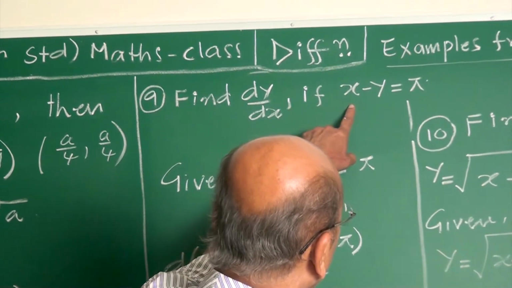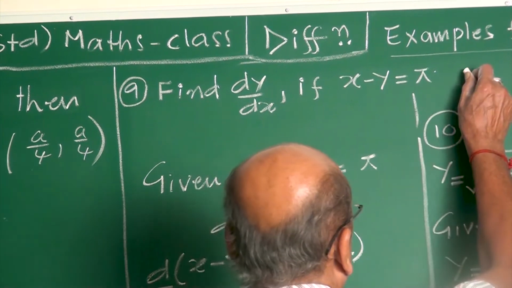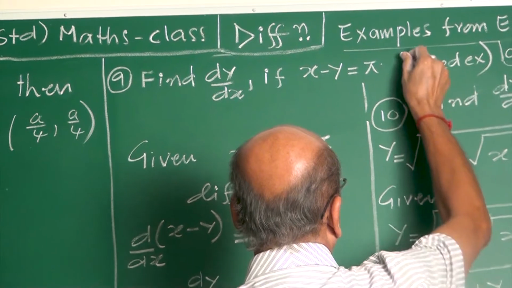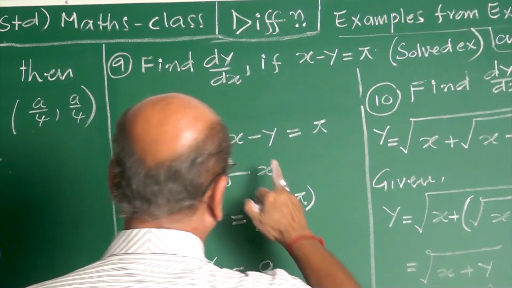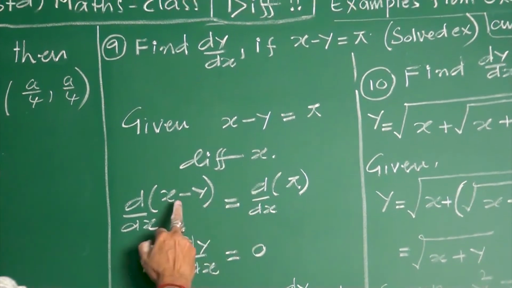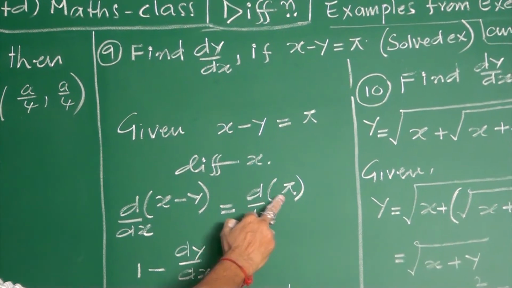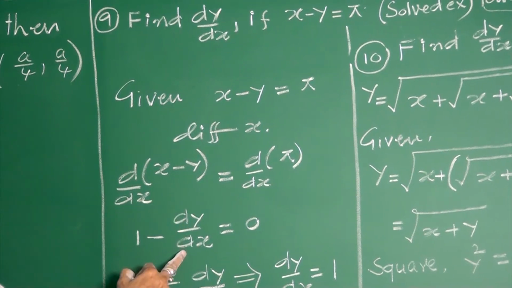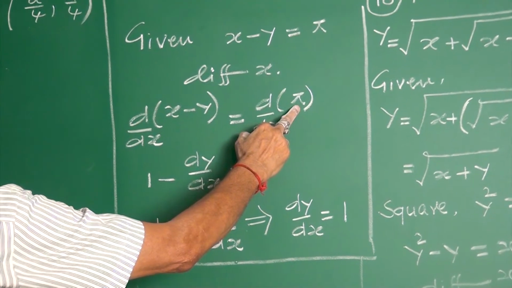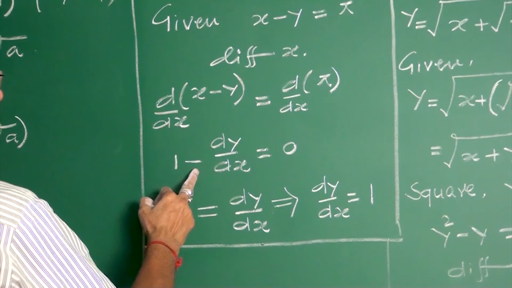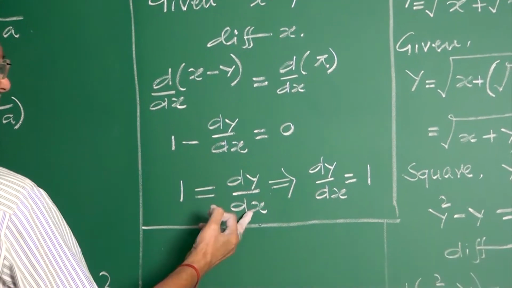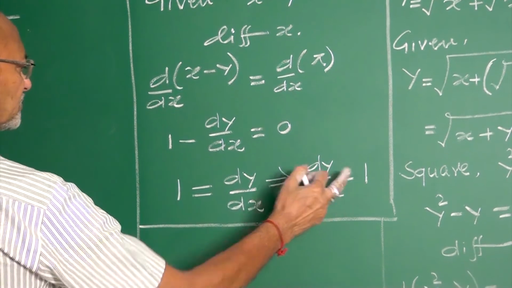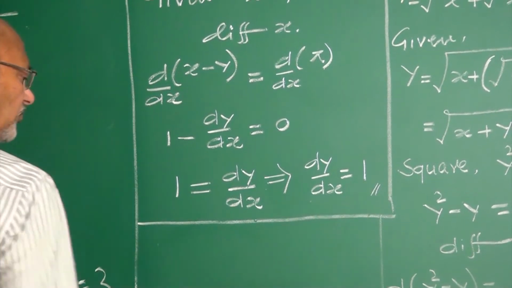This is the second example. Find dy by dx if x minus y equal to pi. It is a solved example in the textbook, my friend. Given, differentiate with respect to x. Derivative of LHS equal to derivative of RHS. X with respect to x is 1 minus derivative of y with respect to x, dy by dx. Pi being a constant, its derivative is 0. So 1 minus dy by dx is 0 means shifting this side, 1 equal to dy by dx, or dy by dx is 1.